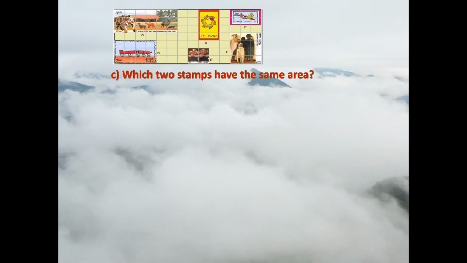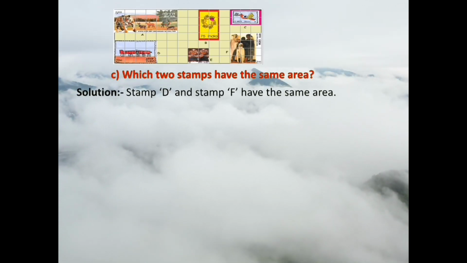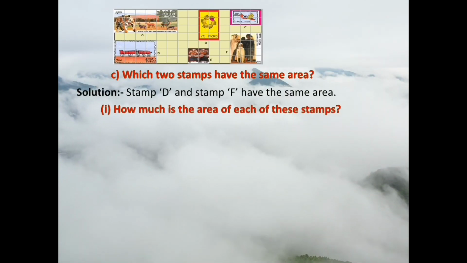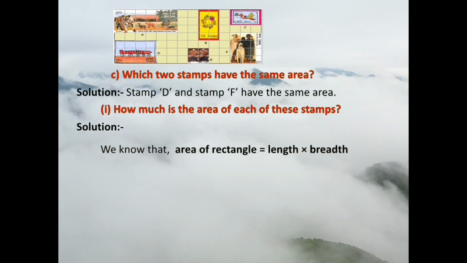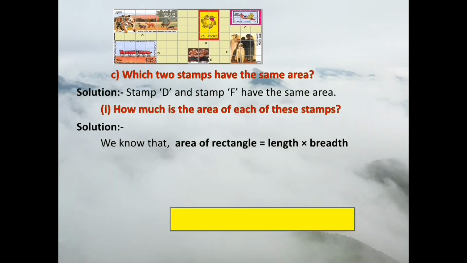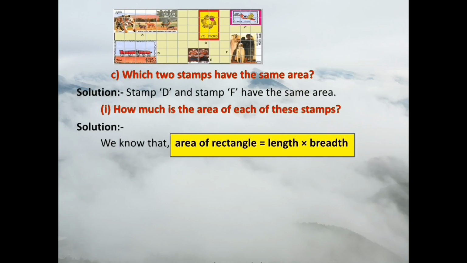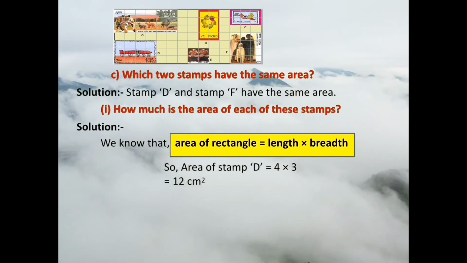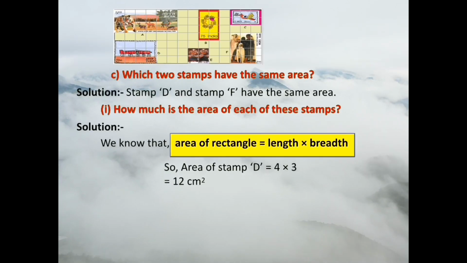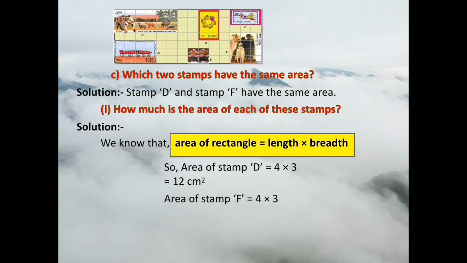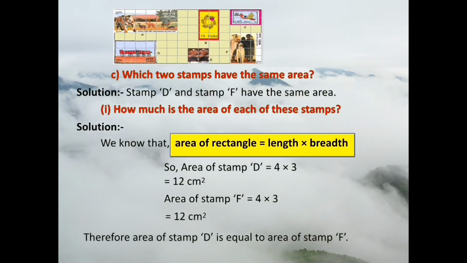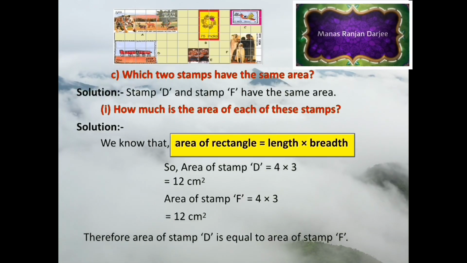Which two stamps have the same area? Stamp D and stamp F have the same area. How much is the area of each of the stamps? We know that area of a rectangle is equal to length into breadth. So, area of stamp D is equal to 4 into 3 is equal to 12 square centimeter. Area of stamp F is equal to 4 into 3 is equal to 12 square centimeter. Therefore, area of stamp D is equal to area of stamp F.